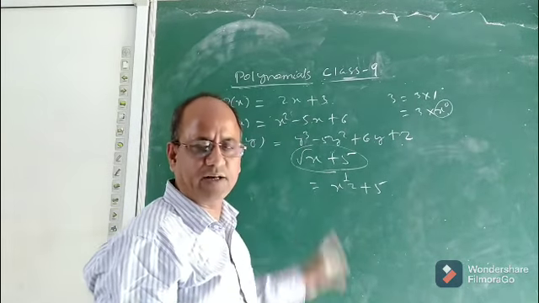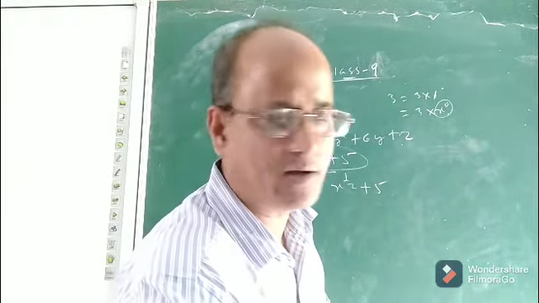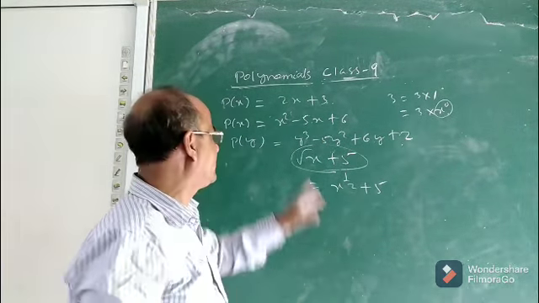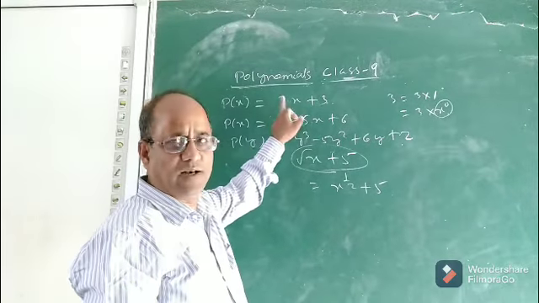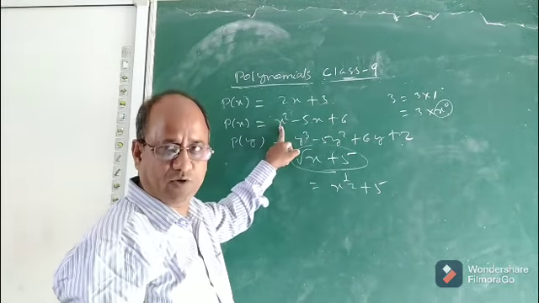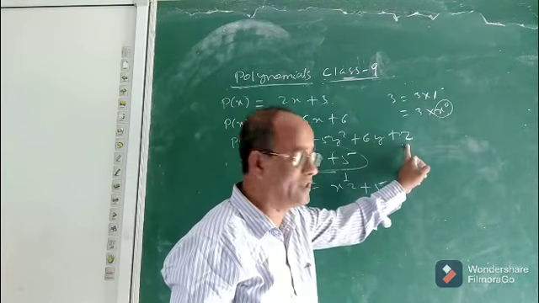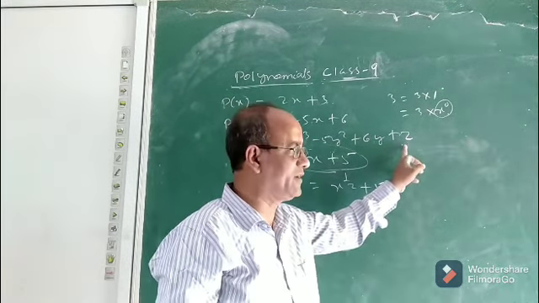Then degree, I told you, degree means you find out which is the highest power of the variable present in the polynomial. That will give you the degree. Okay. Then if degree is 1, linear polynomial. Degree 2, quadratic. If degree is 3, it is a cubic polynomial. This is called a cubic polynomial. It was also there in class 8.